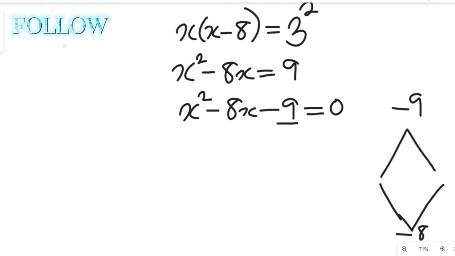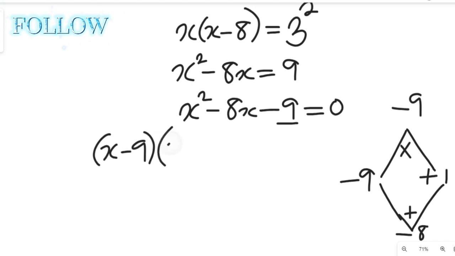What are those two values? We'll have minus 9 and plus what? 1. Minus 9 times plus 1 will give us minus 9, and minus 9 plus 1 will give us minus 8. So our factors will be x minus 9, right? And what? x plus 1. These both will be equal to 0.